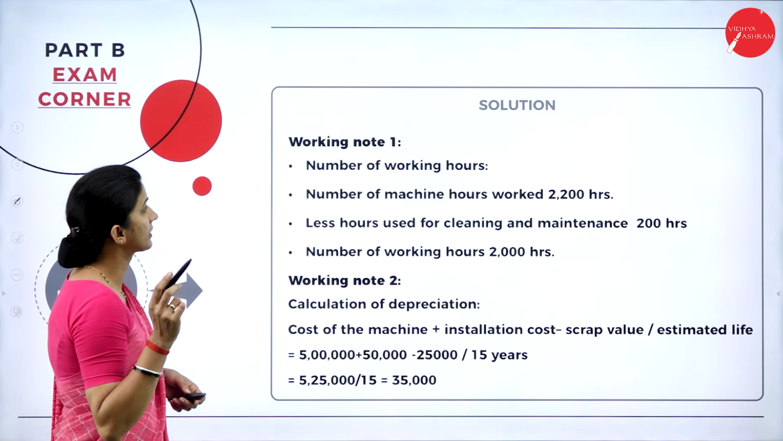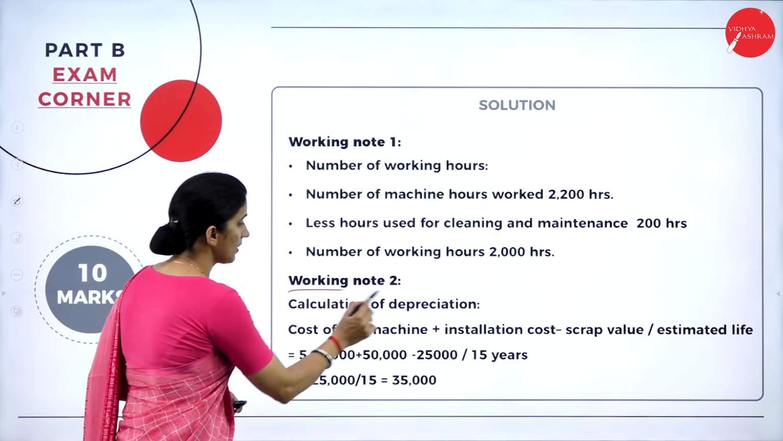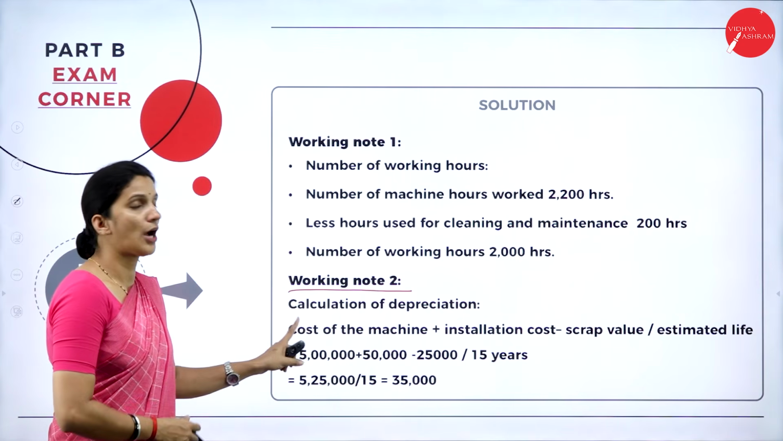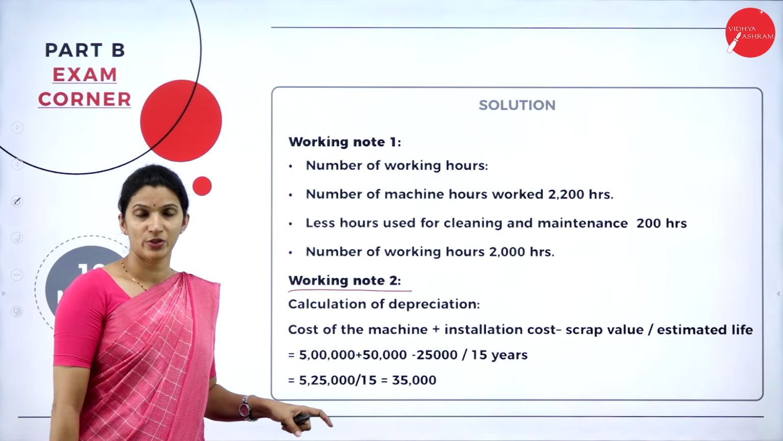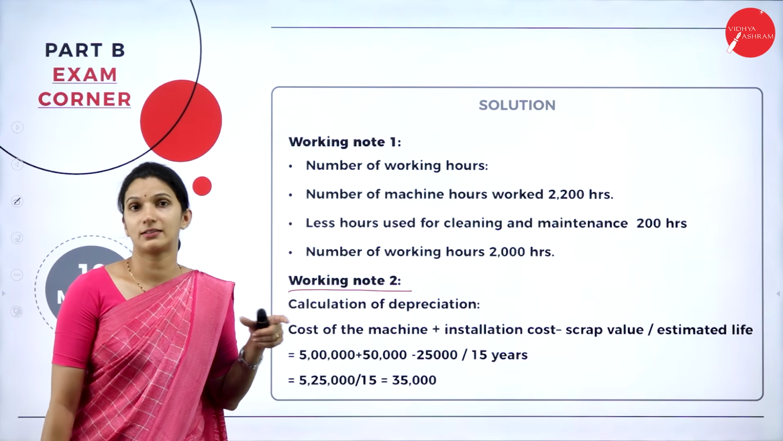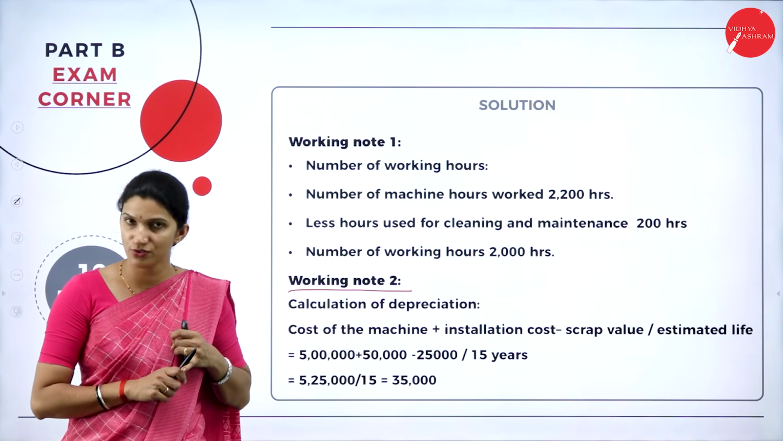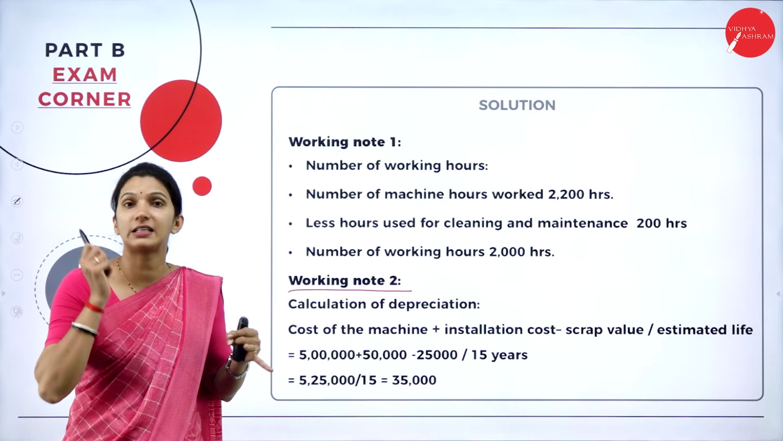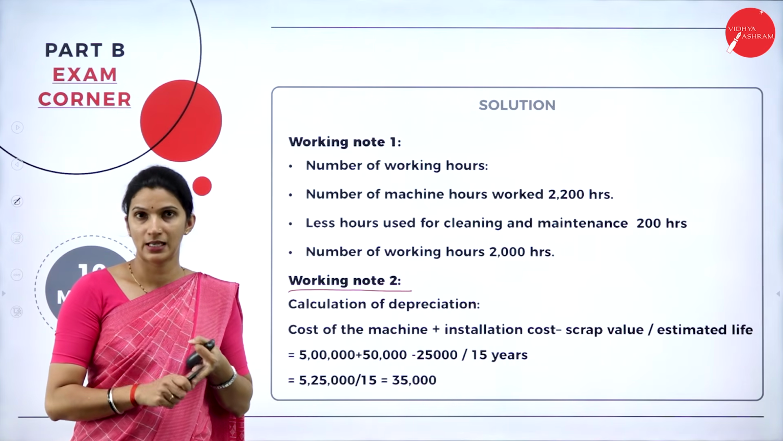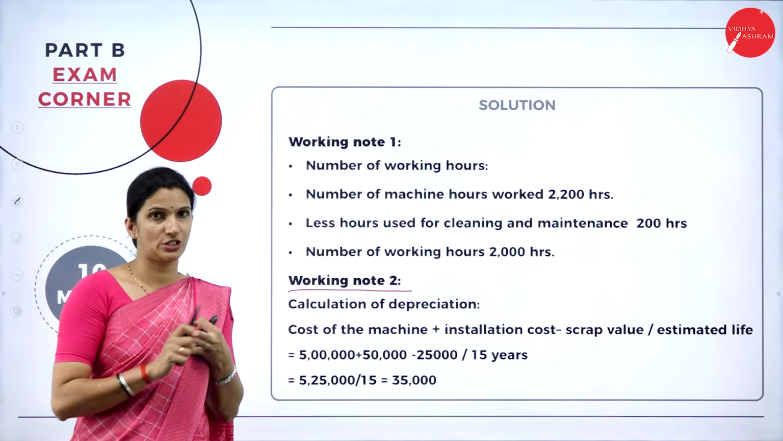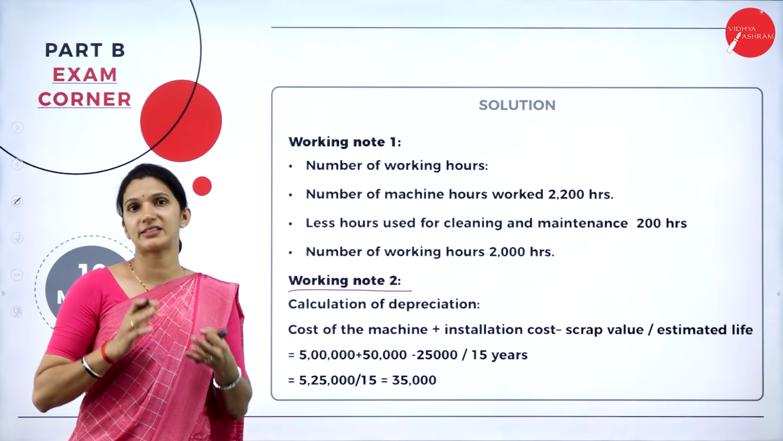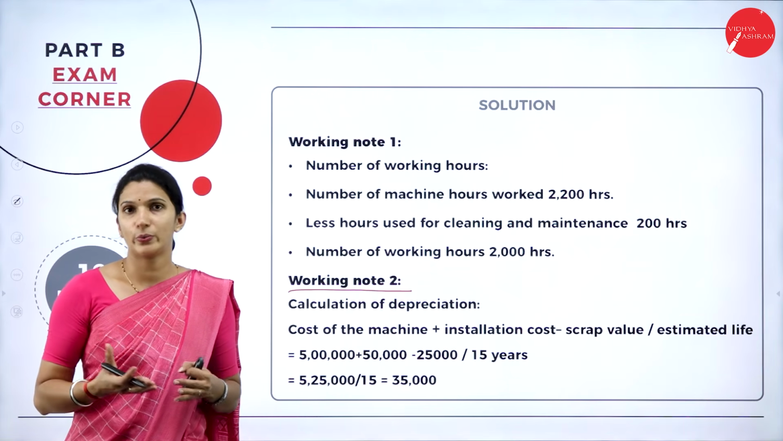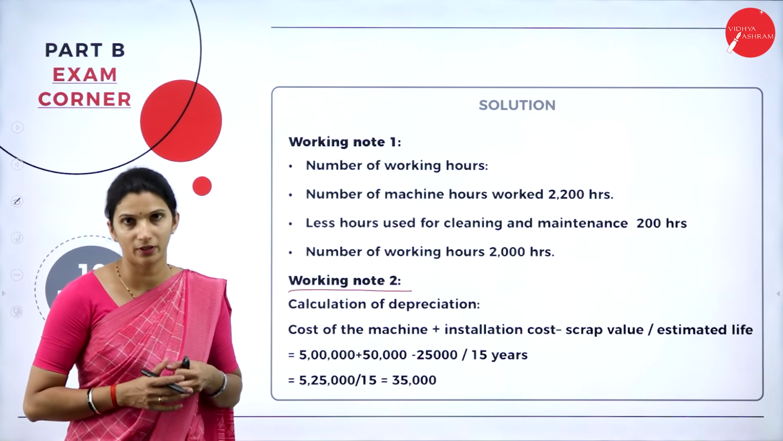So we have one working note. See the depreciation, how to calculate the depreciation here. So always you had a formula to calculate the depreciation, that is cost of the machine plus if there is any installation cost minus your scrap value of the machine divided by estimated life of the machine. So you will get the depreciation per year.